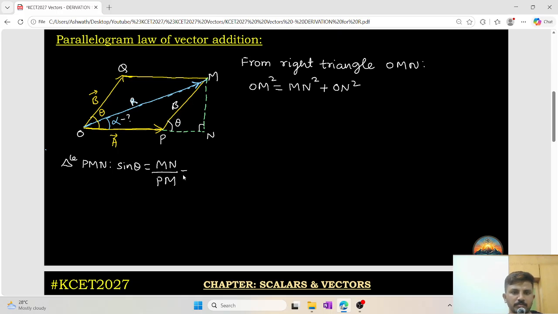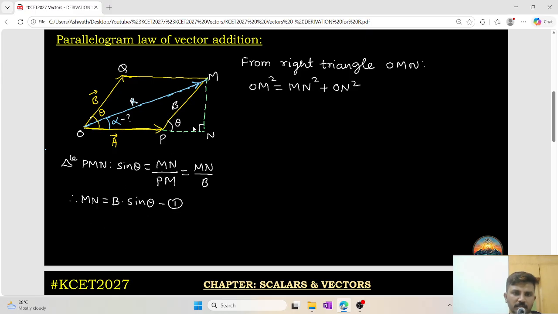What is PM? PM is nothing but B. So therefore, what is MN? Just multiply B to sine theta. That is B sine theta. This is equation number 1.